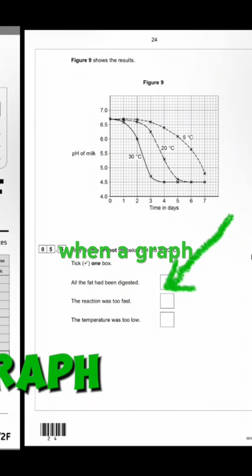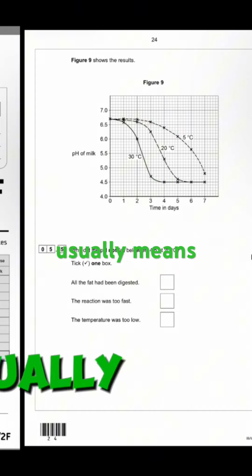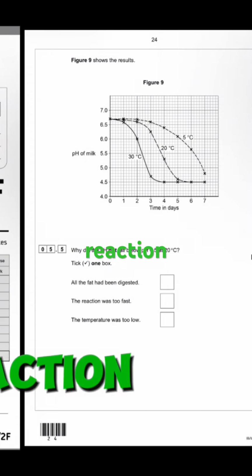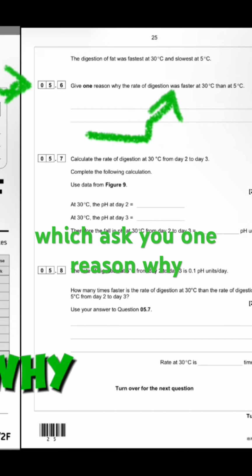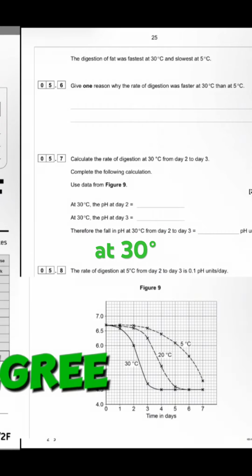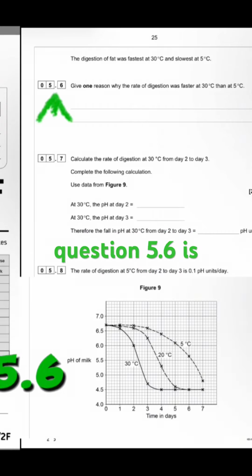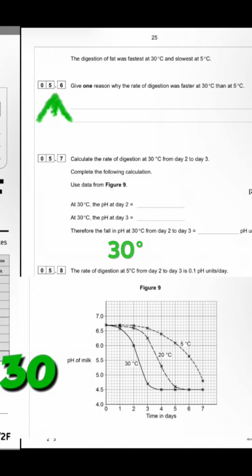Exam tip: when a graph levels off, goes flat, it usually means the reactant has been used up or the reaction has finished. Now moving on to the next part, 5.6, which asks you for one reason why the rate of digestion is faster at 30 degrees rather than 5 degrees. Reason for faster digestion at 30 degrees Celsius.